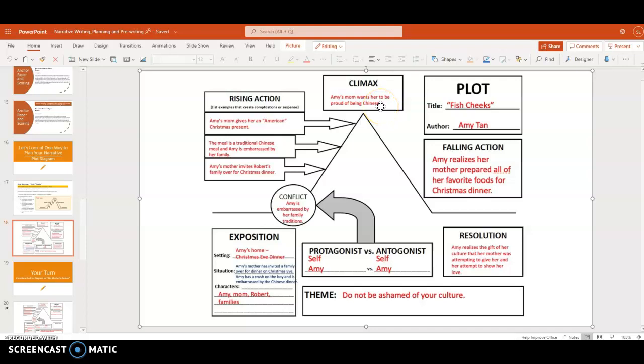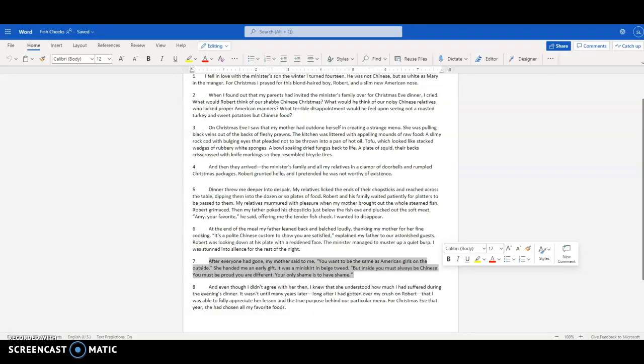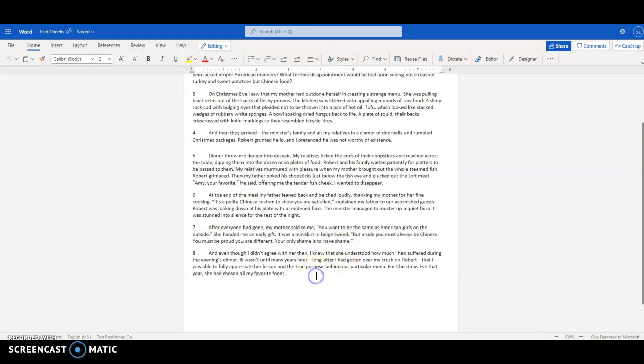Okay, so from this point, then we think about, what is the following action? What happens after this moment? After this moment, Amy realizes her mother prepared all of her favorite foods for Christmas dinner. We find that in the next part of the text. Right here, for Christmas Eve that year, she had chosen all of my favorite foods.